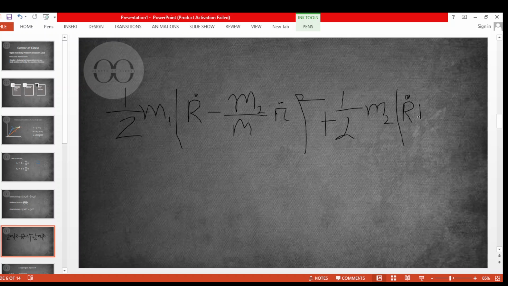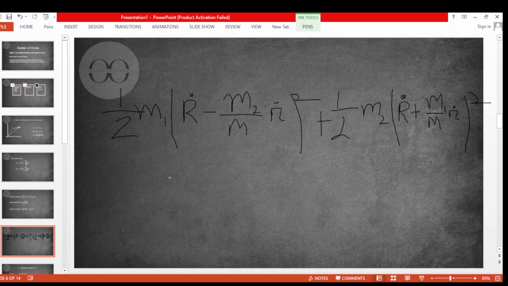So our r2 dot was capital R dot plus m1 by capital M times small r dot, whole square is our parenthesis, and here is square. Well, that was our kinetic energy equation.